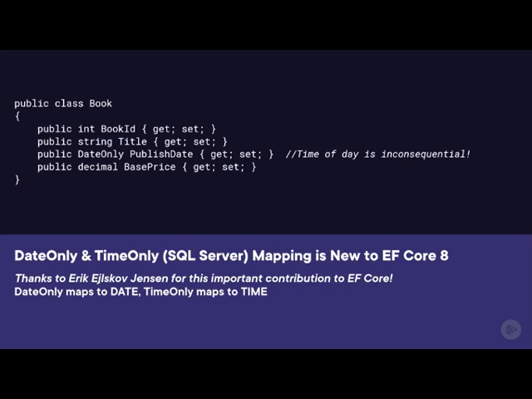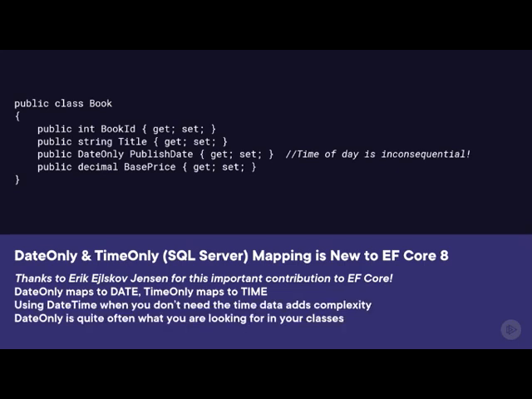DateOnly has been in .NET for quite a while, and SQL Server has had that simple date type for a number of years as well. But until EF Core 8, we were still forced to use DateTime in our class and our database if we wanted EF Core to map it by default. And this was a real pain because it's much more common to only need a date or a time and not the full DateTime type.